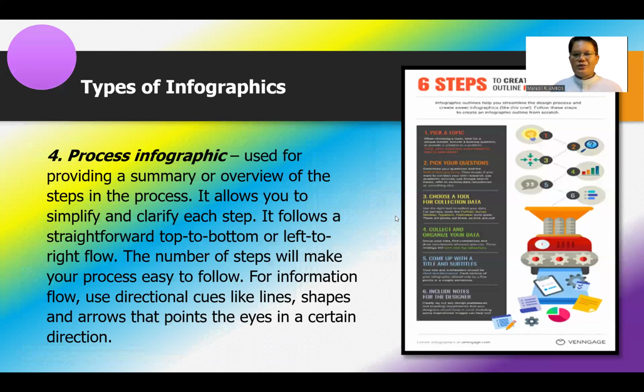The fourth is the process infographic. When we say process, it talks about the procedure. It is used for providing a summary or overview of the steps in a process. It allows you to simplify and clarify each step, and the numbered steps make your process easy to follow. For information flow, use directional cues like lines, shapes, and arrows that point the eyes in a certain direction. Take a look at the sample process infographic on the screen.